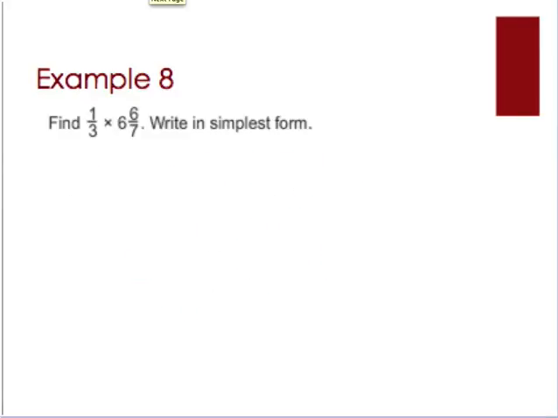Let's look at example 8. Try it on your own. Pause the video if you need to. Okay, so let's try that one. So we have 1/3 times, I've got to change this, so I go 7 times 6 is 42, plus 6 is 48 over 7.